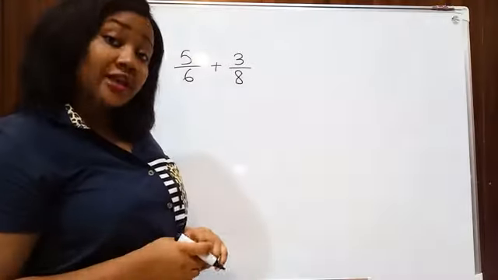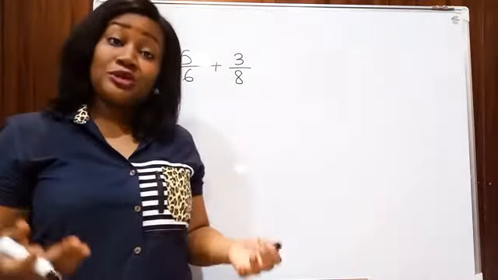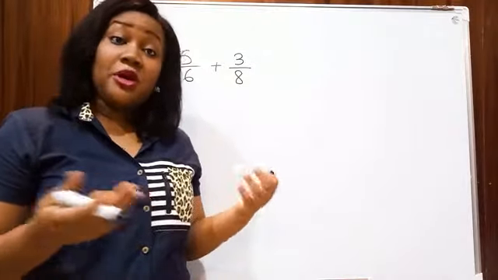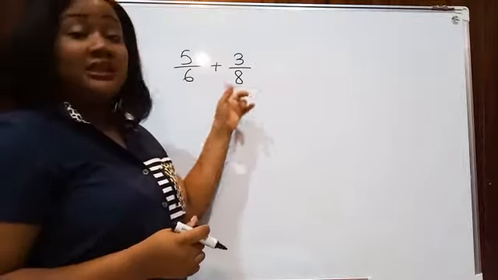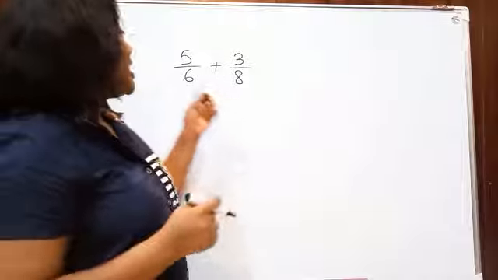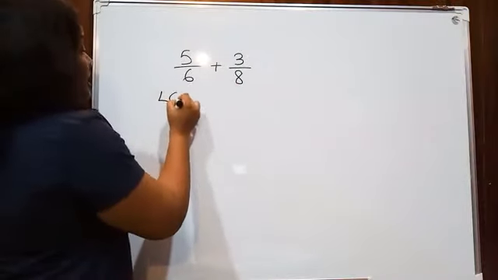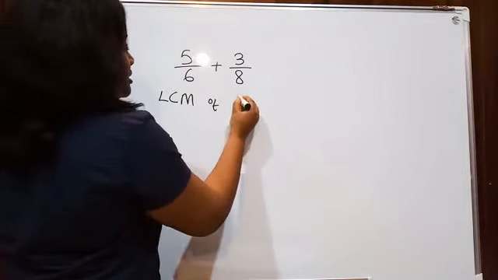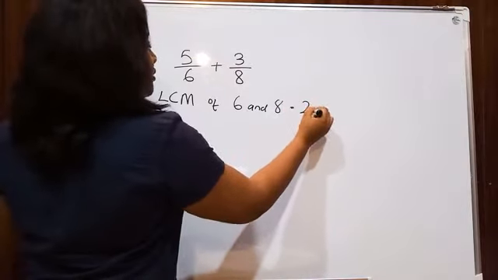So there are times when the denominators are not the same. You still have to add or subtract those fractions. What do you do? That's where the knowledge of LCM comes into play. You find the LCM of the denominators. Looking at this, I'm sure you should remember how to solve it. The LCM of 6 and 8 should be 24.